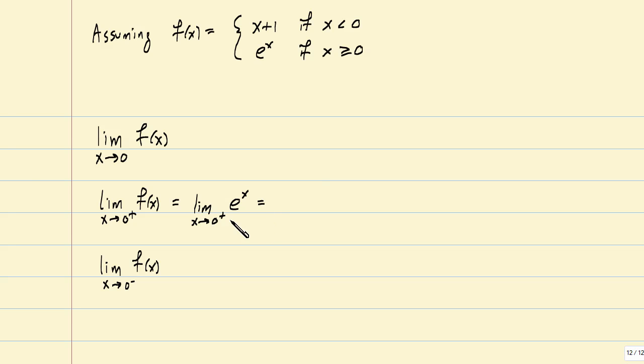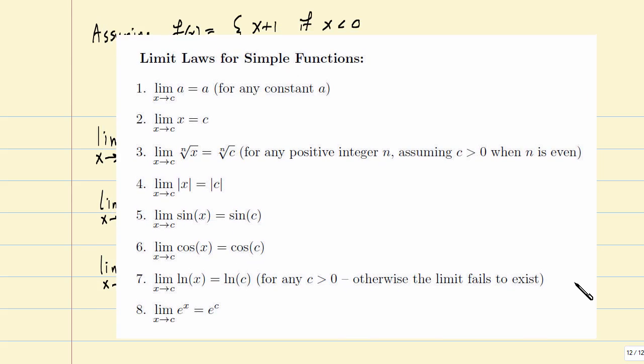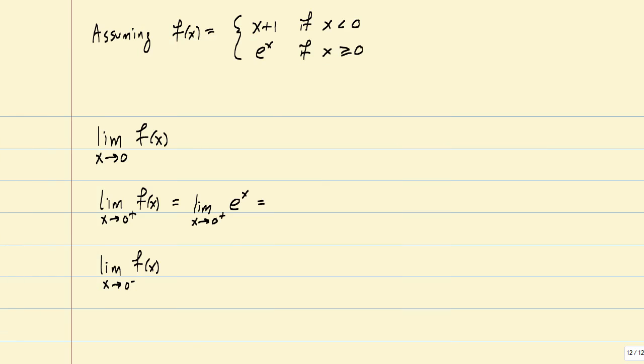Now, how do we find this limit? Well, consider the limit laws. We know that the limit as x approaches c of e to the x must be e to the c. So if it's the case in the general limit as x approaches c from either direction, it certainly must be the case as we approach from a single direction. So this has to be e to the 0, or 1. So that's the behavior on the right side.